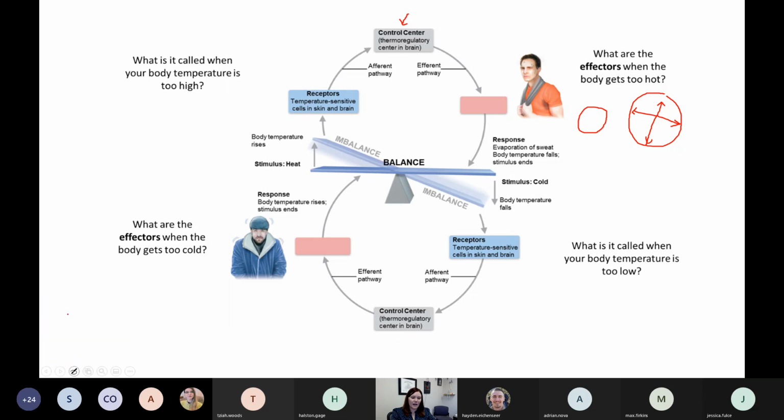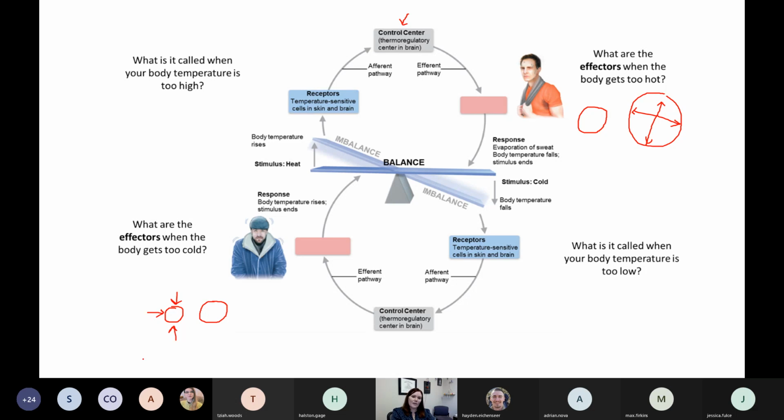The other thing I'm going to do when I'm too cold is talk to my blood vessels that I have in the skin, and tell those blood vessels, hey, you need to get smaller. You need to do vasoconstriction. So when I tell my blood vessels to get smaller, then I send less blood to the surface of the skin, which means I'm going to lose less heat there.